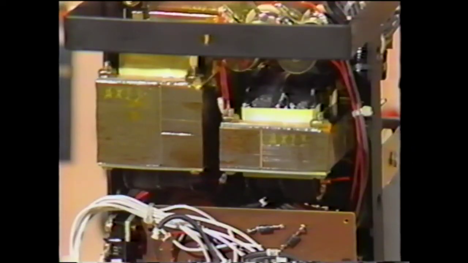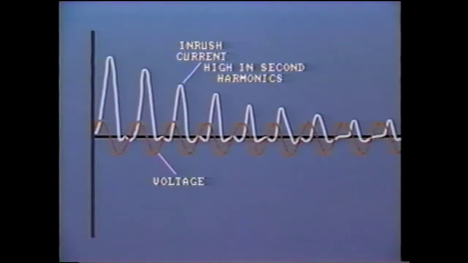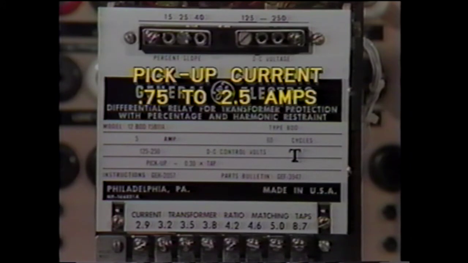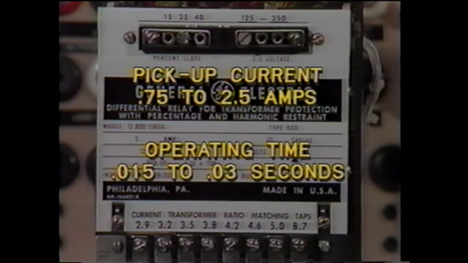The harmonic restraint unit filters out the second harmonic and uses it to restrain operation of the relay. After a few cycles, the inrush current is reduced and the second harmonic current disappears, so allowing the relay to operate as normal. With this type of differential relay, the pickup current is usually set within the range of 0.75 to 2.5 amps, with an operating time of 0.015 to 0.03 seconds.